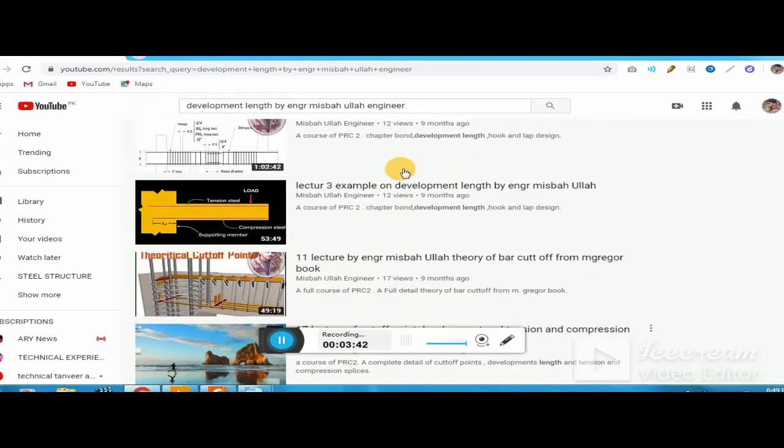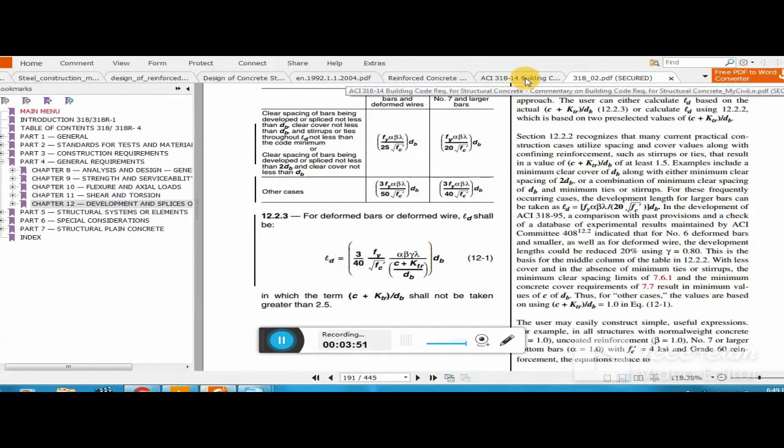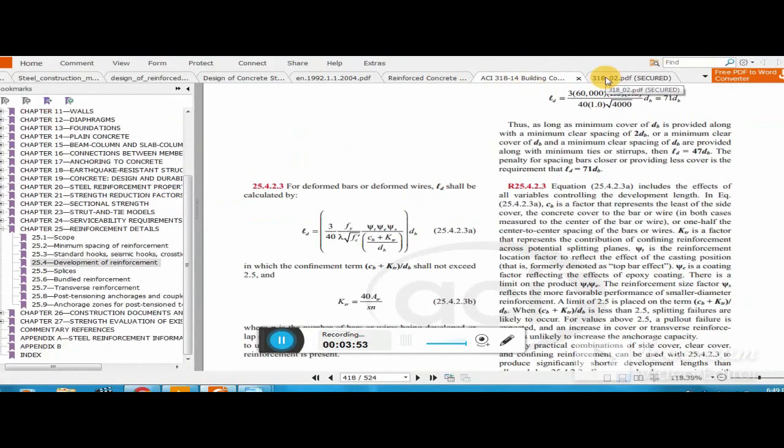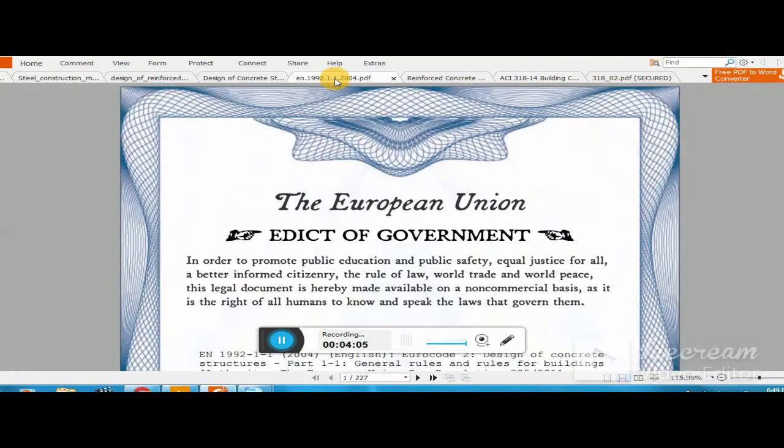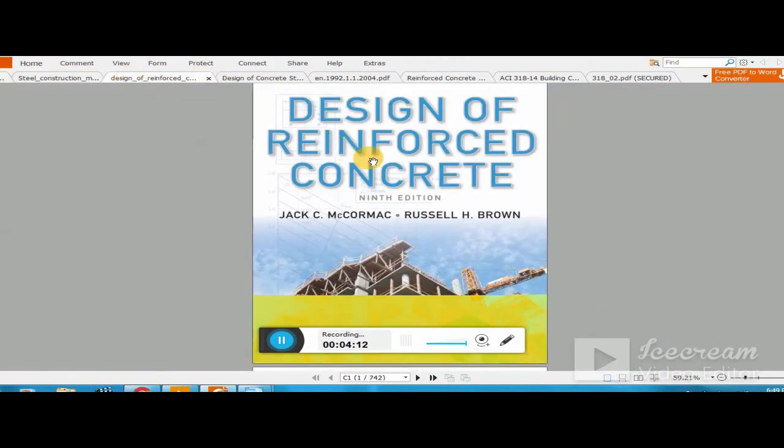You watch from first to last, word by word, because there I explain the code references, and codes are very difficult to understand. The ACI code is very difficult to understand. But if you understand these codes, then understanding the Eurocode will be easy for you. All codes will be easy for you. Now let us come back to the topic.